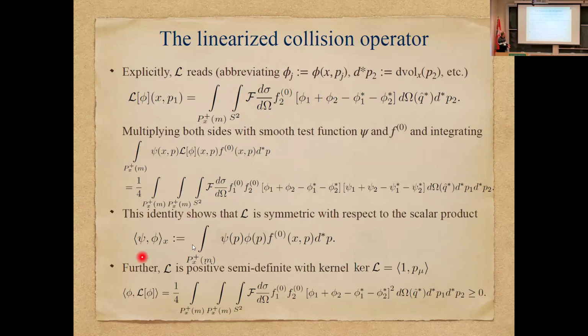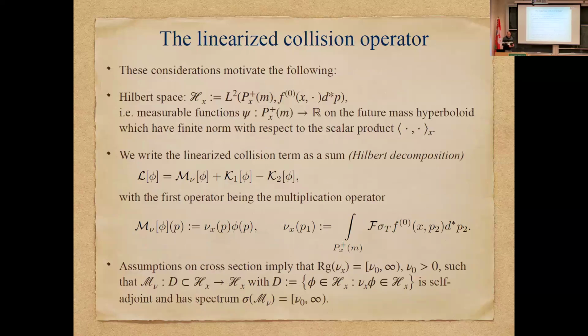So in particular, if you define now this scalar product here, so it's just the integral of psi times phi times f0, then it means that this operator is formally symmetric with respect to this scalar product. And furthermore, if you put psi equal phi here, then you get a quadratic expression. So that means this operator will be non-negative. And furthermore, you can see that the kernel is precisely when this is 0, which again, by the exercise we saw yesterday, consists of the collision invariants.